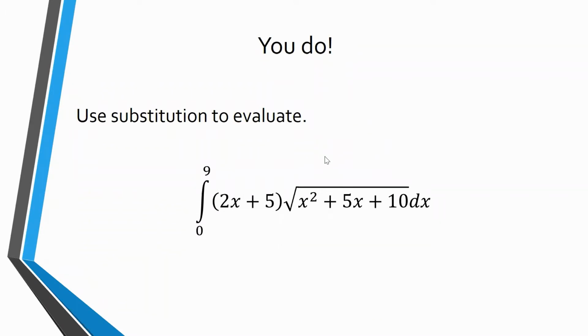Here we wanted to integrate 2x plus 5 times the square root of x squared plus 5x plus 10 with respect to x from 0 to 9. Let's go ahead and start attempting to do this.